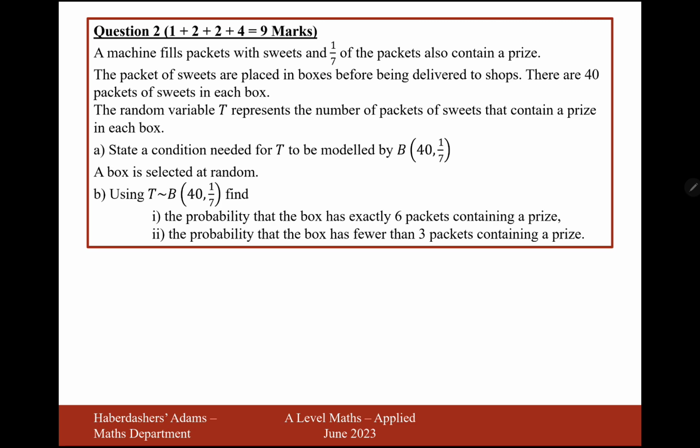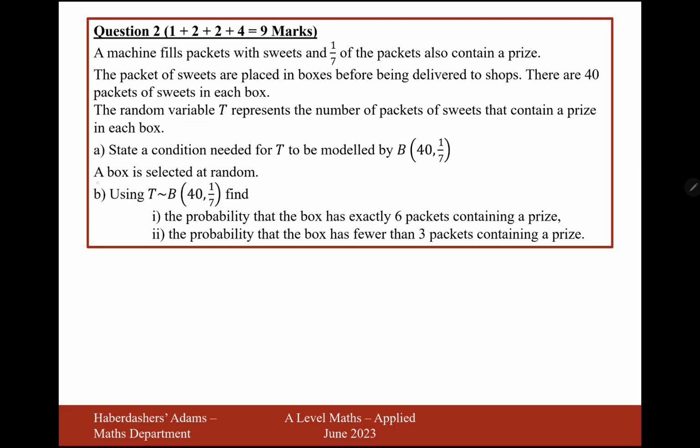Okay, so the answer to part A is that as you choose each packet, it needs to be independent. So the success of picking a prize is independent of how many packets you've already picked. And the 1/7 probability needs to remain constant as you continue to pick packets of sweets from the machine.